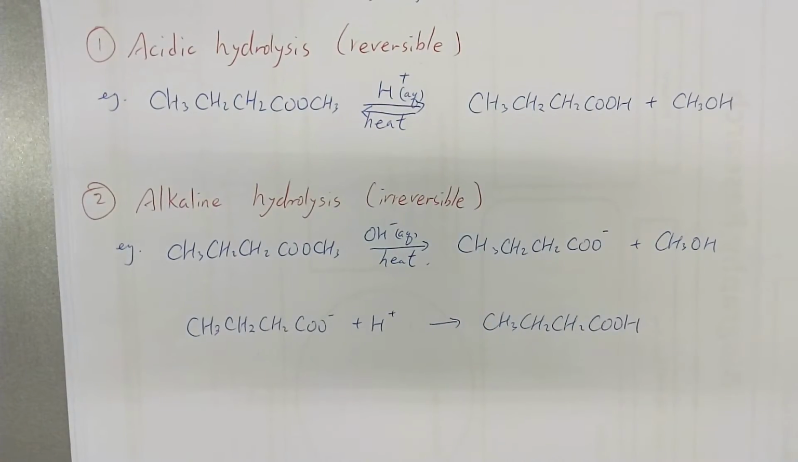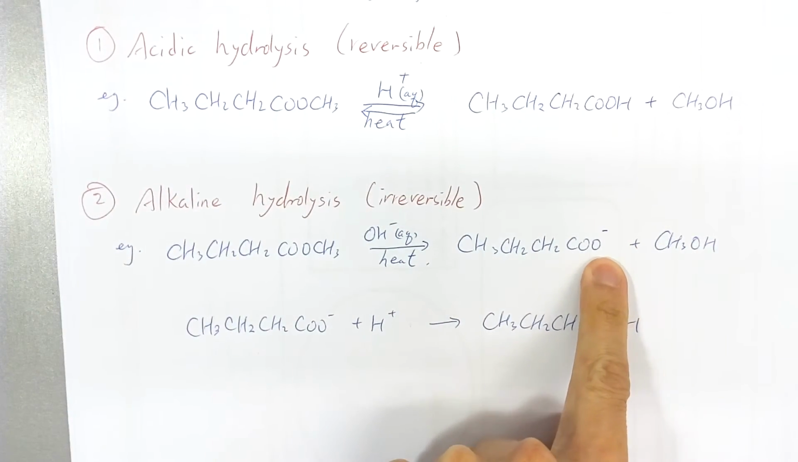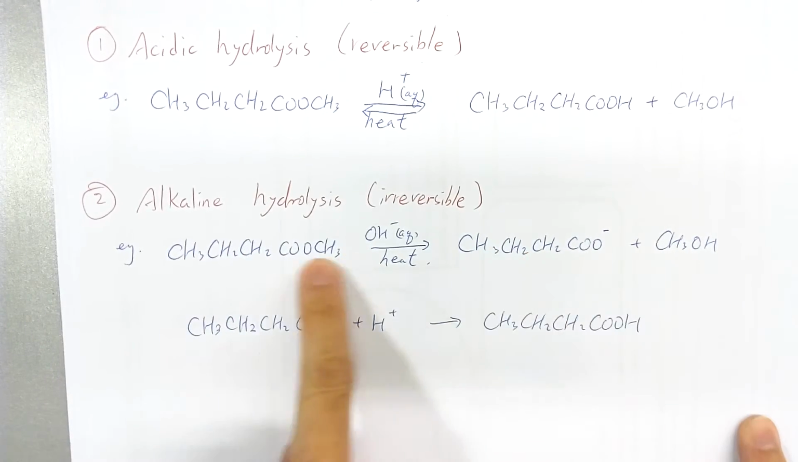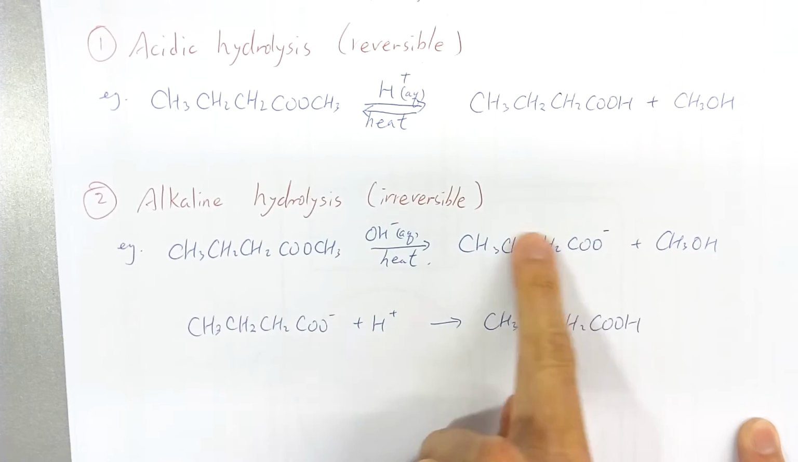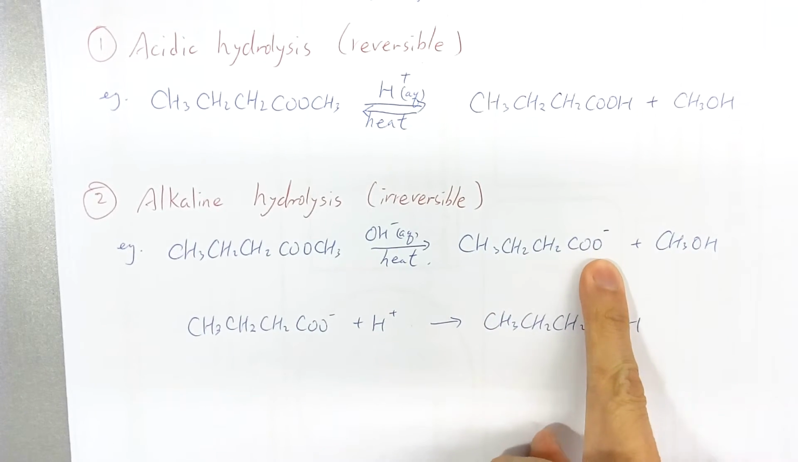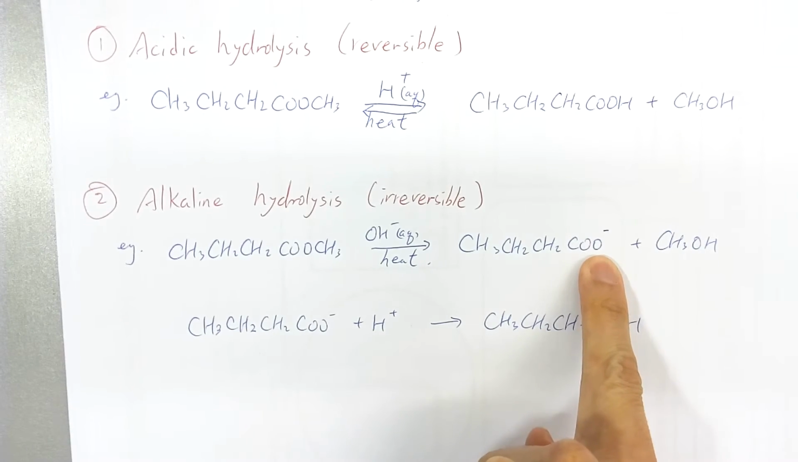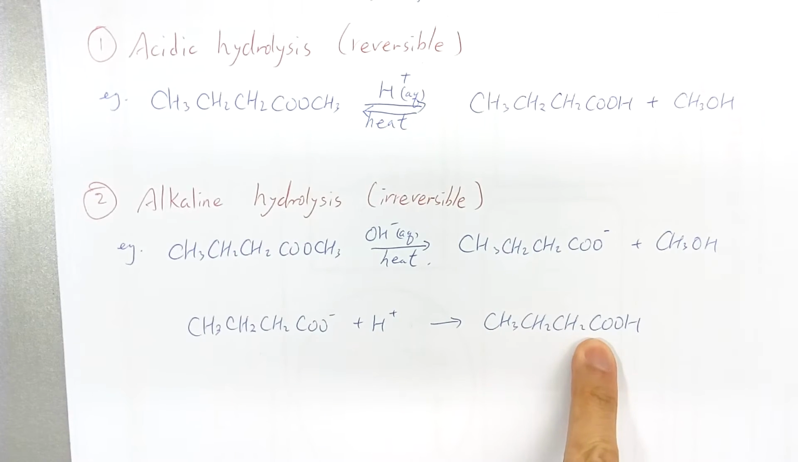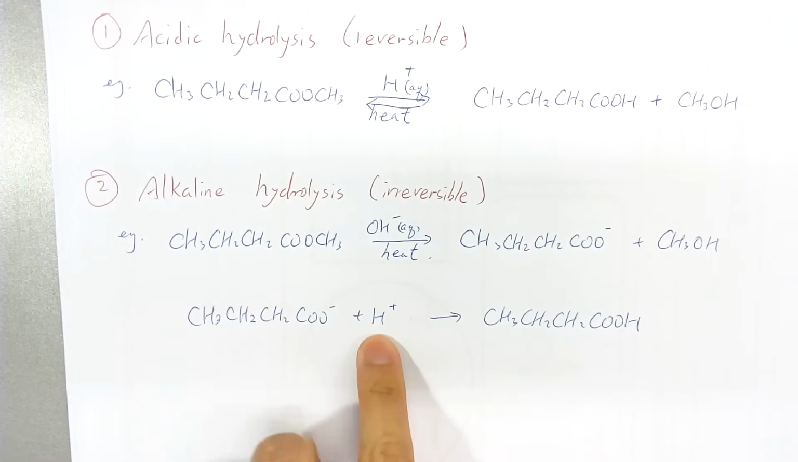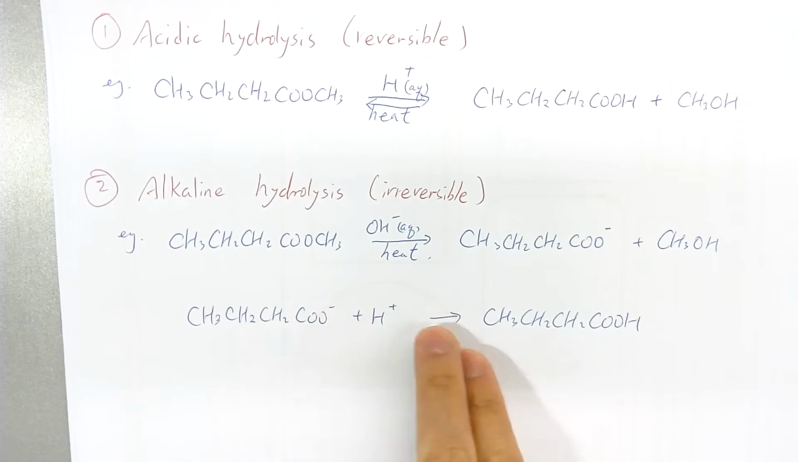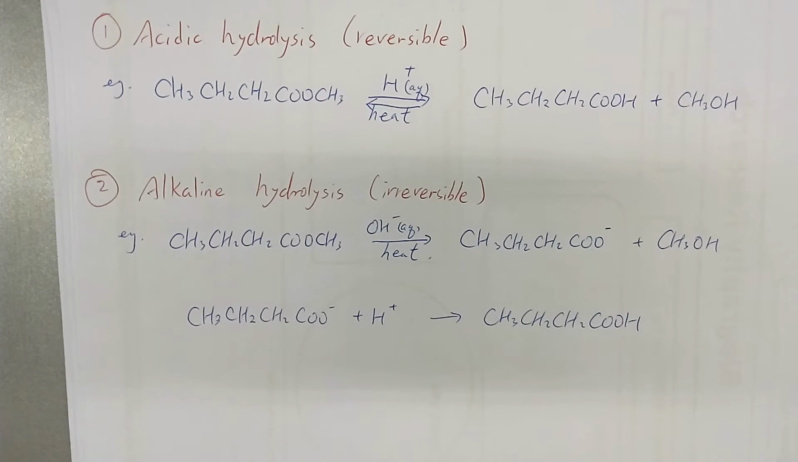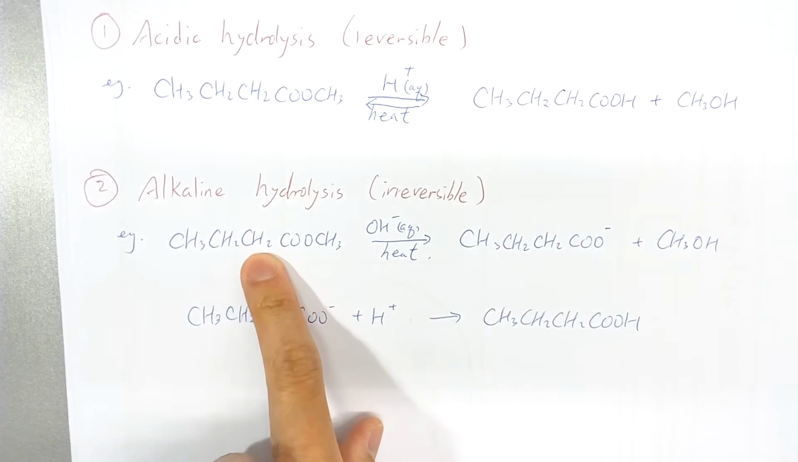But how can we obtain the carboxylic acid back? Well, the answer is very simple. After the first reaction, we add acid to the reaction mixture. In room conditions, no heating is needed, okay? Because carboxylic acids are weak acids, they will seldom ionize, so the salt will combine with hydrogen ion to form the carboxylic acid back again. Because this is in room conditions, no heating, don't worry, it will not turn to ester again, okay?